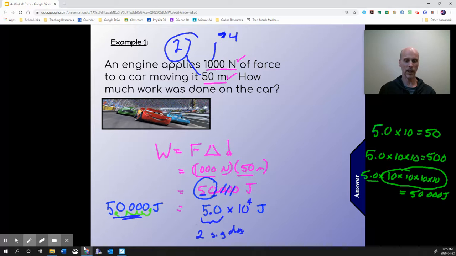Better yet, work is 5.0 times 10 to the 4th joules. Oh yeah, this part here does not count towards our significant digits. It's only this part of this number here. All right, so 2 things here. How do we calculate work? Force times distance. And how do we correctly round our answers when we have a very large number like 5.0 times 10 to the 4?